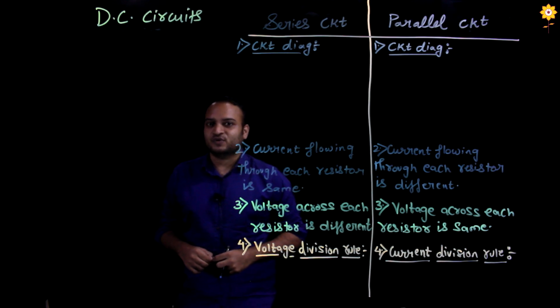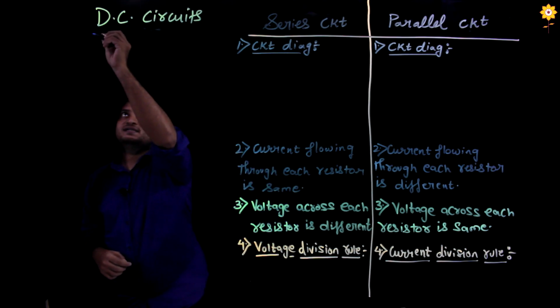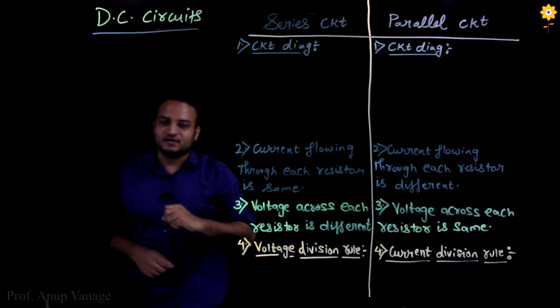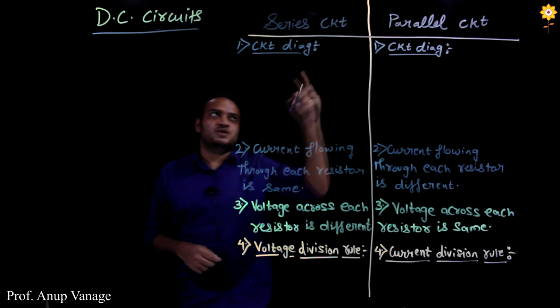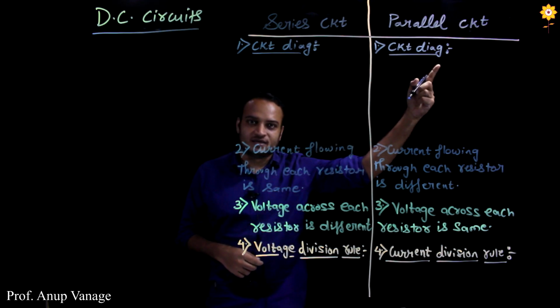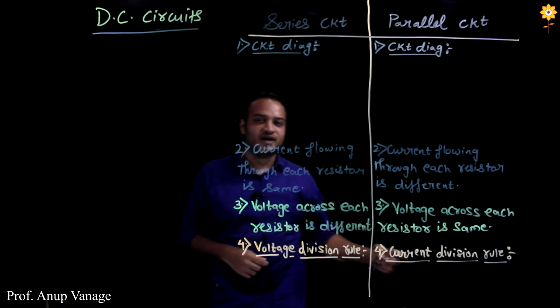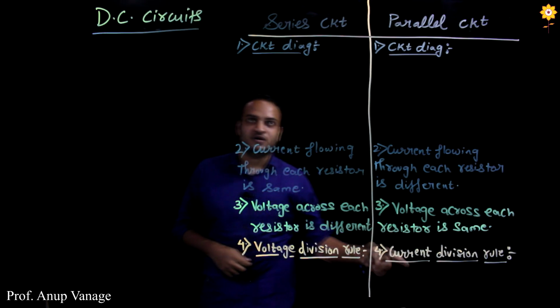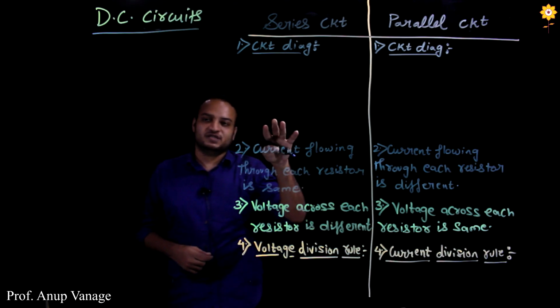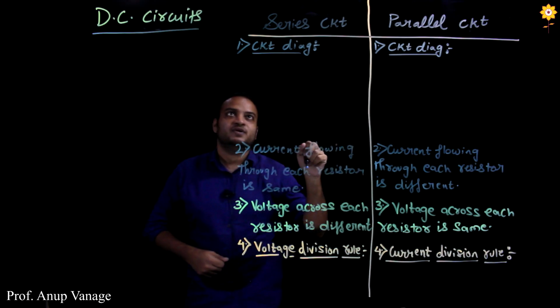In this lecture, we are going to start with DC circuits, and under this topic we are going to learn what is series circuit, parallel circuit, and also we are going to see what is voltage division rule and current division rule. So let's start with the differentiation of series and parallel circuit.